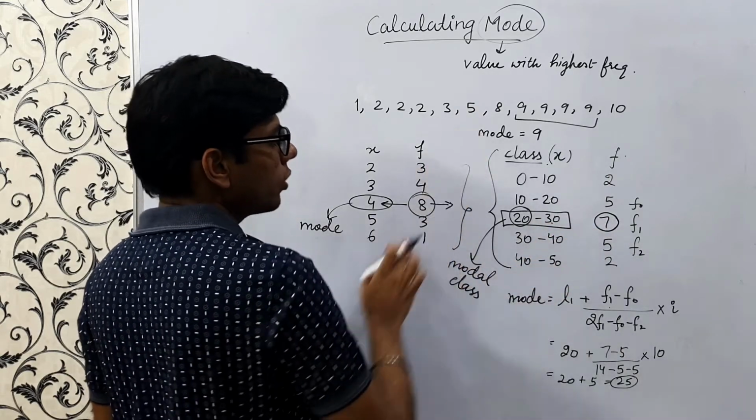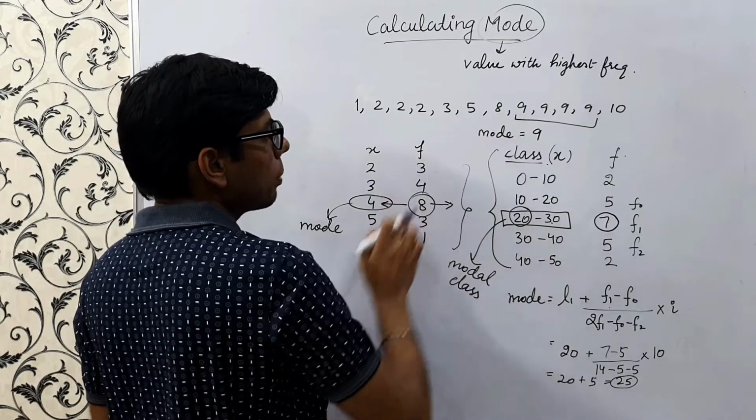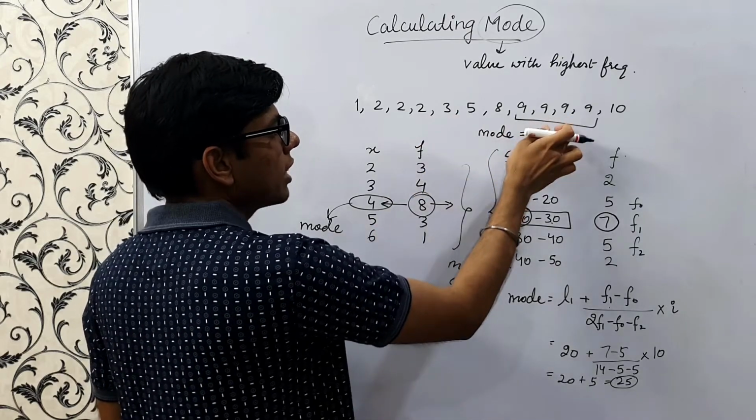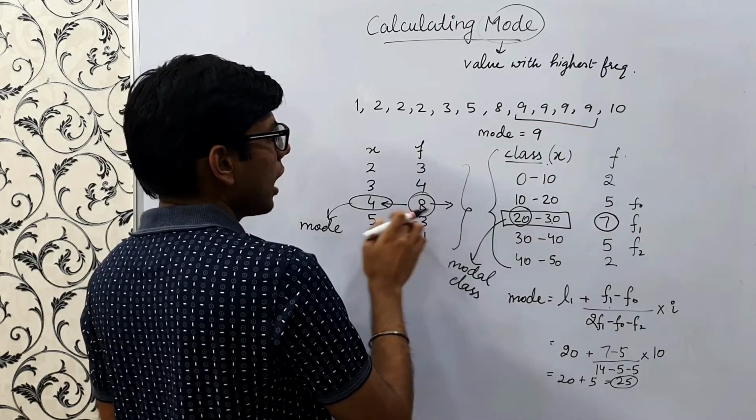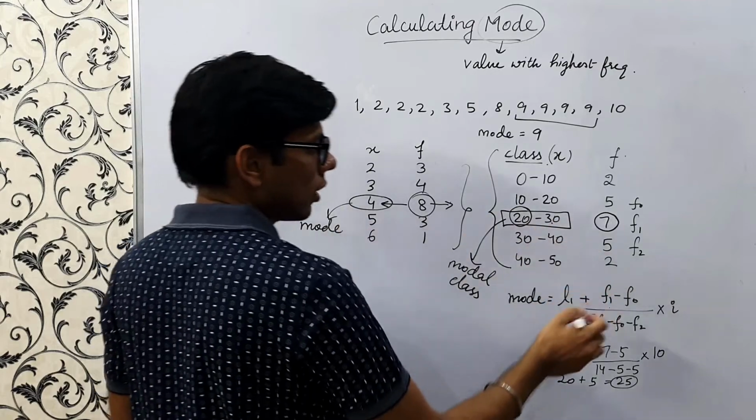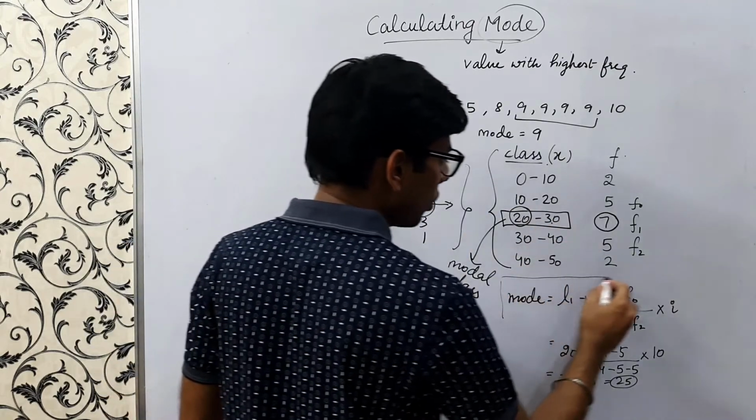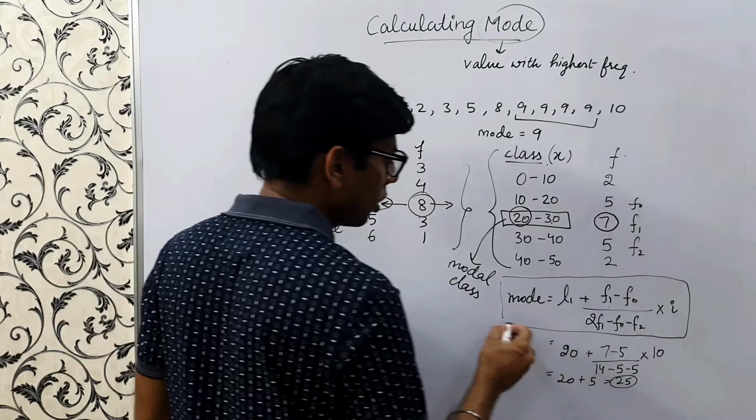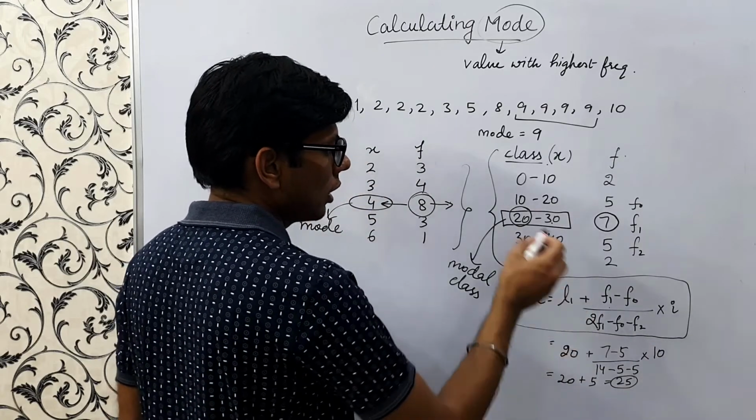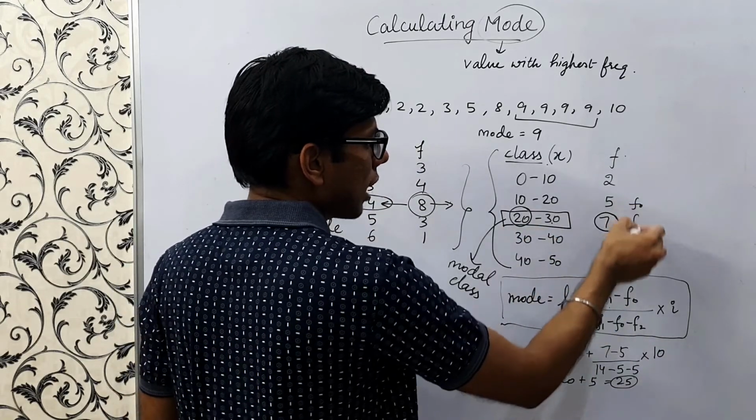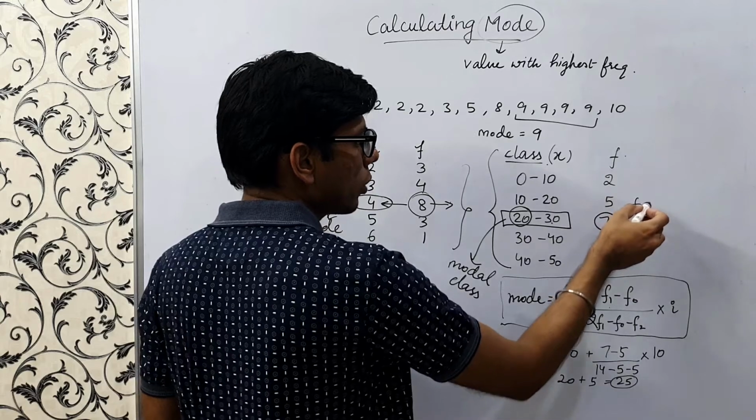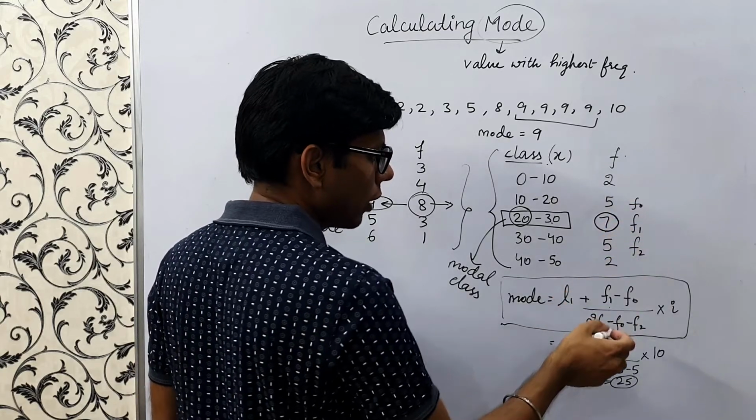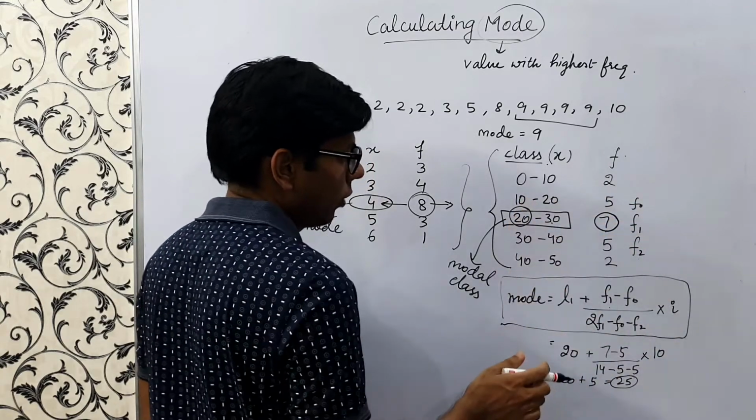So these are the three cases. These two are very simple, and we can calculate the mode just by inspection, looking at the one with the highest frequency. And this is the formula for mode that we need to remember. L1 is the lower limit, F1 is the frequency of the modal class, F0 is just above it, F2 is just below it, and I is the width of the interval.